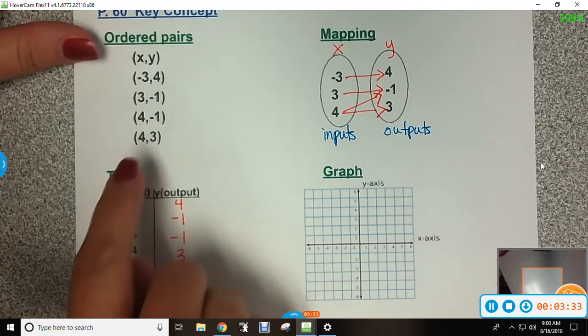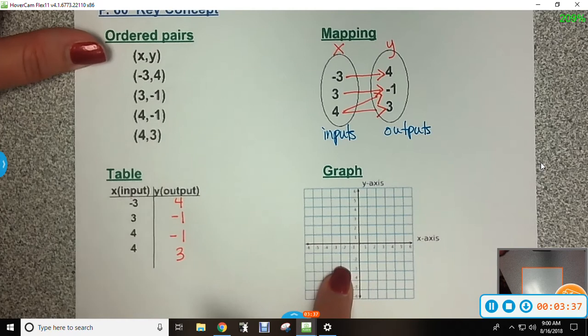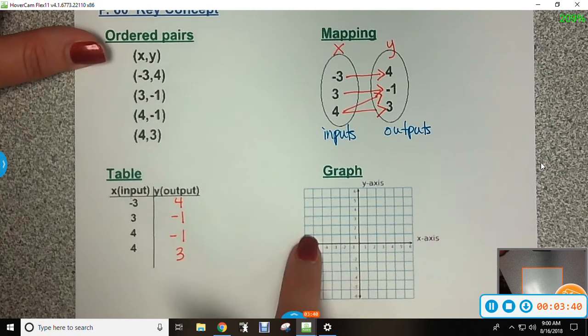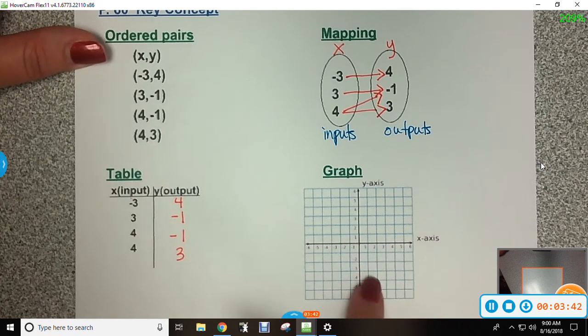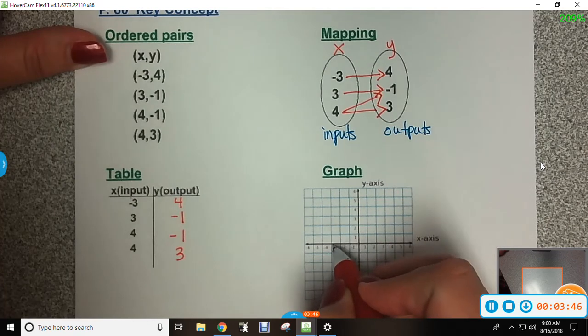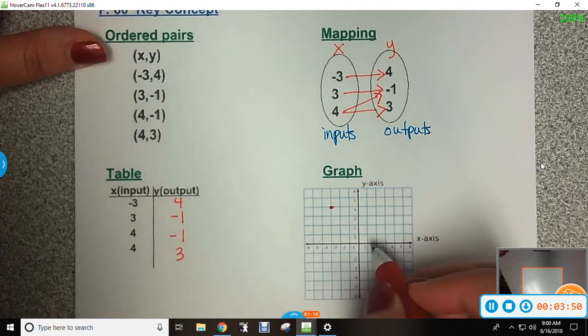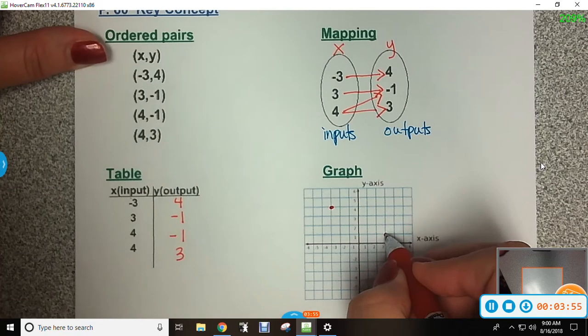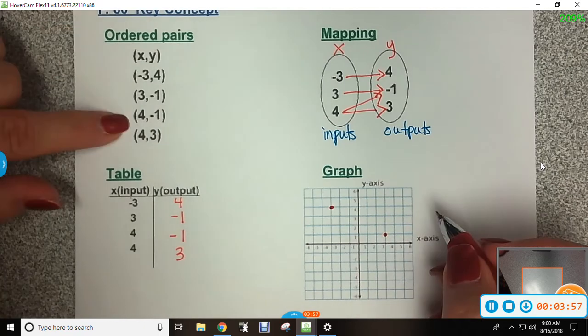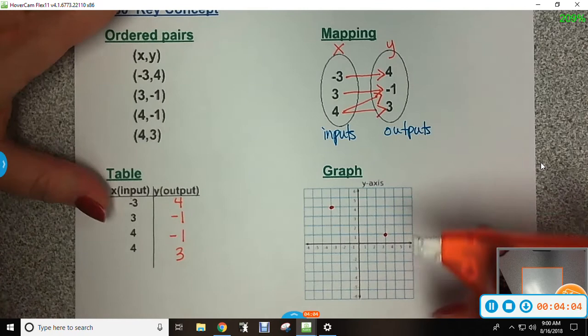The fourth way to represent these same ordered pairs is by putting them on a graph. Remember, your x values are horizontal, your y values are vertical. So -3, 4, I'm going to go left 3 and up 4. Then I have 3, 1, so right 3, up 1. 4, oh, let's try that one again. That was not a +1, that's a -1, which means my point's at the wrong place. Let's fix it.